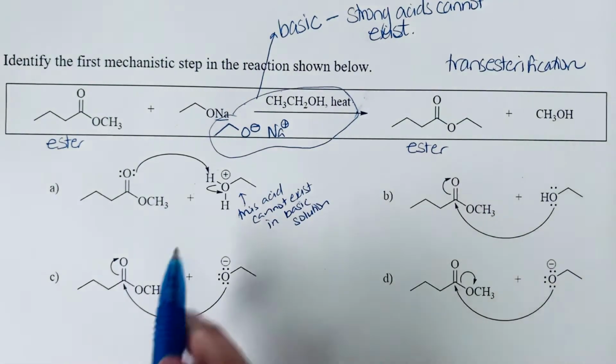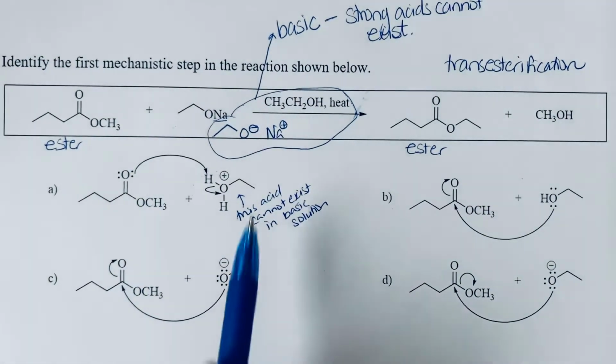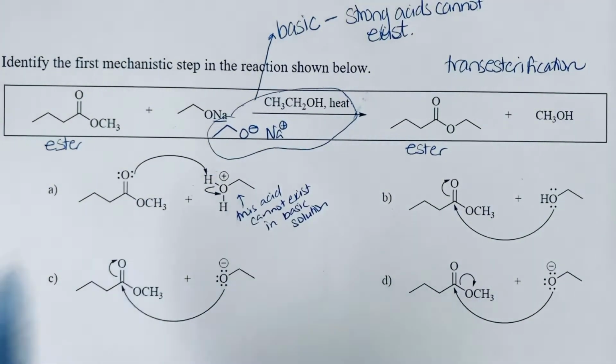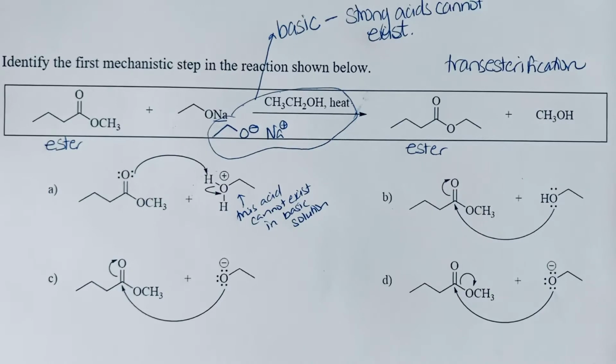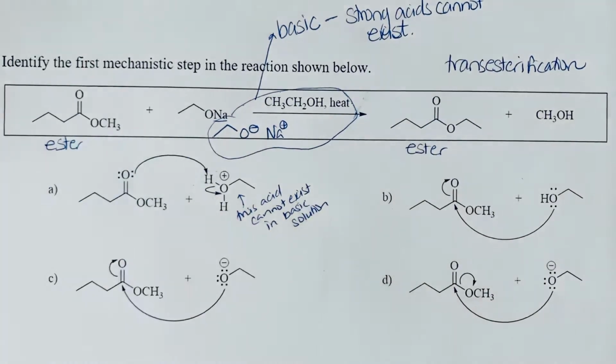So this option A actually looks like the first step if you were doing this as an acid catalyzed process. If instead of using the alkoxide, you use the alcohol, heat, and acid catalyst, then this would be the first step. But it's definitely not in this case. And so we can't have a strong acid, so we're not going to be able to protonate the carbonyl.